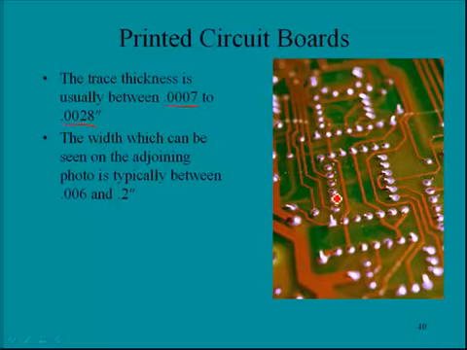That is quite thin. Now, the width is going to be a little larger. The width is typically between 6 thousandths and 0.2 inches, and you can see on this board, for example, right here, that this trace is really quite wide, and then these are narrow, and sometimes they just get extremely narrow all the way down to around 6 thousandths of an inch.